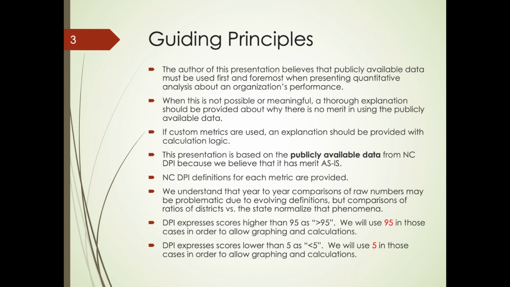The DPI will express some scores that are higher than 95. They just reflect those as greater than 95. And in those cases, I'll use calculations. I'll use 95 and put it in red whenever I've had to do that, because they don't give numbers 96, 97, 98, etc. They'll just say greater than 95, which obviously can't be used in a calculation because it's not a number. You have to convert it to a number. And same thing for anything less than 5. I'll use 5 in those cases, and I'll put it in red whenever that happens.